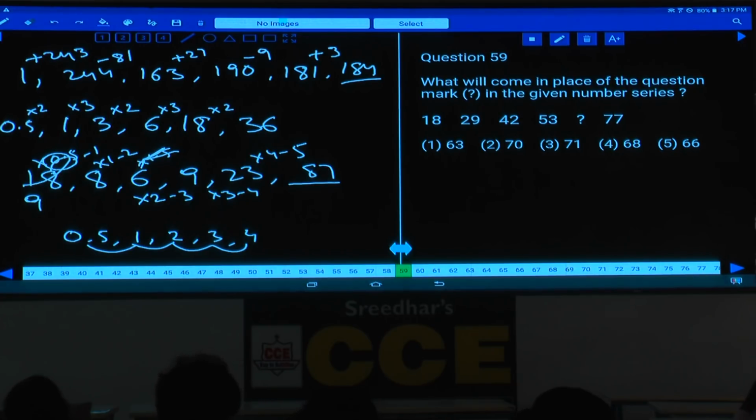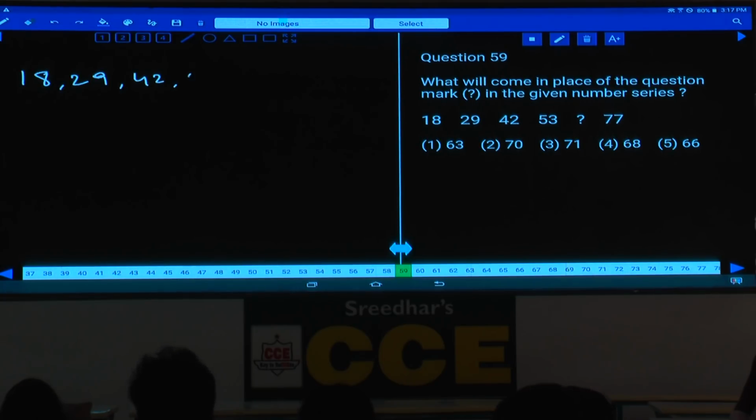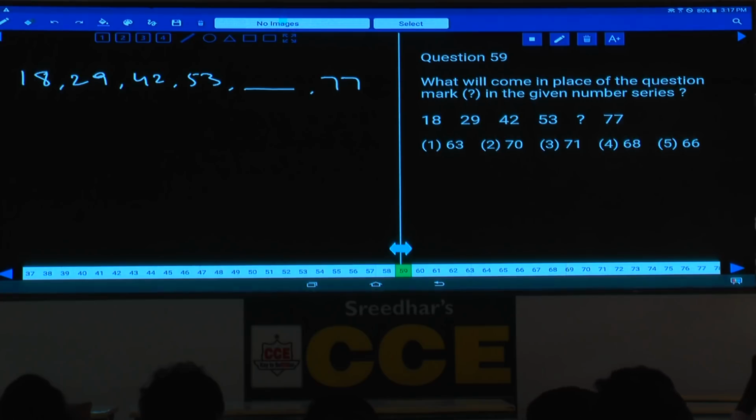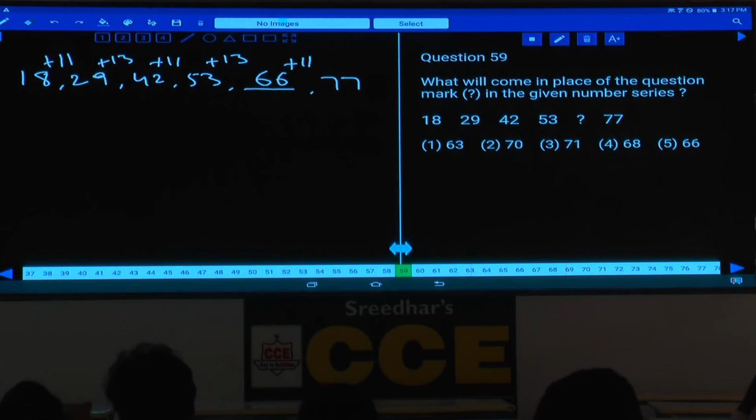Then 59. Now question number 59. Now in this 59, 18, 29, 42, 53, blank and 77. As the numbers are increasing at a very small pace, hence difference 11. Next difference is 13, 42 and 53. Again 11, again 13, 66, 66 plus 11, 77. And 66, choice 5, 59.